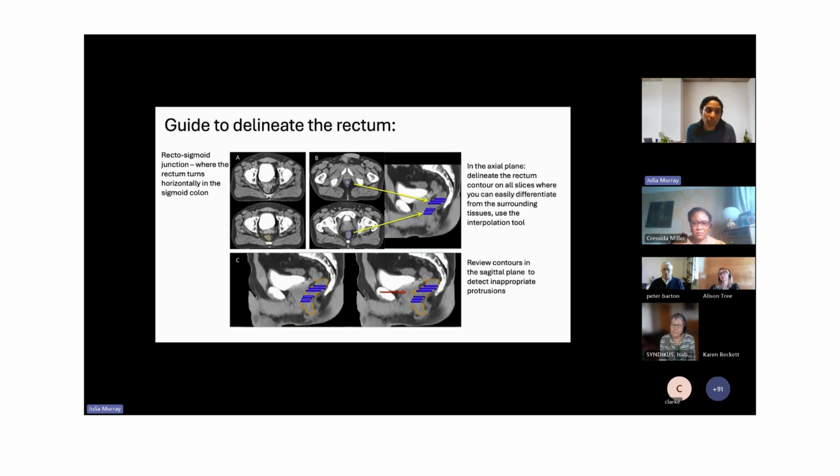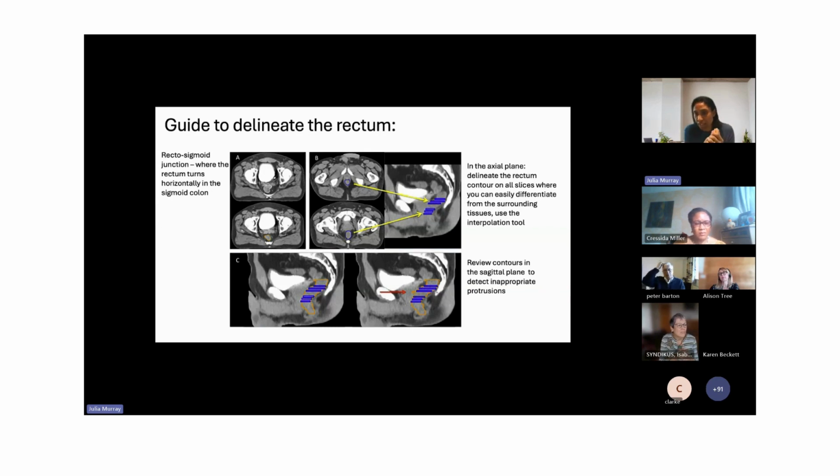So within this, when we decide about dose constraints, we think about the volume of the rectum. Therefore, we have to be quite accurate about where we're starting from and where the bottom and the top of the rectal contour is. If you look at panel A, this shows where the rectum turns into the sigmoid. It's where the rectum turns horizontally, so goes forward anteriorly. That's the transition point where you then start contouring the bowels of the sigmoid colon.